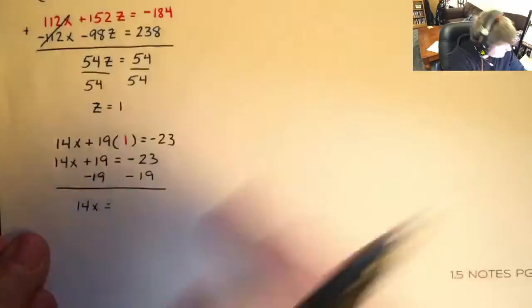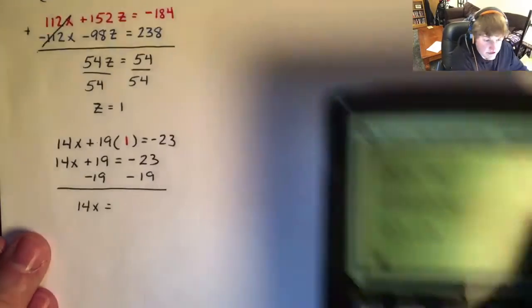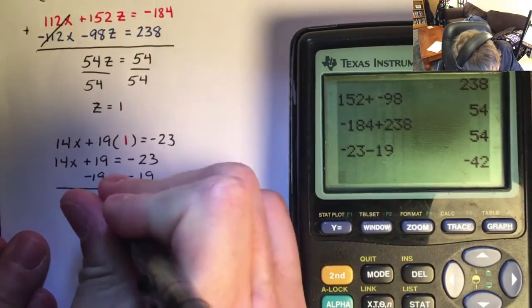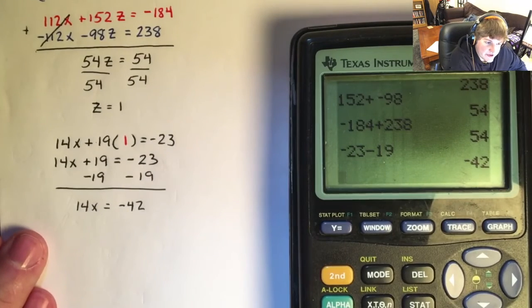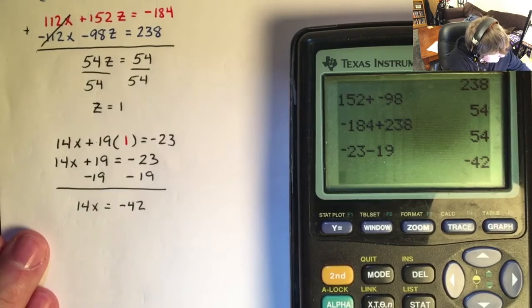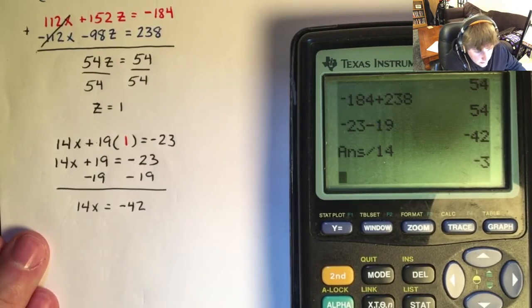Didn't realize I was off the screen. Sorry, folks. So this is what I have here. So negative 42. Give you a second to look at it in case you're copying it down. Then I'm going to divide by 14. Negative 3.